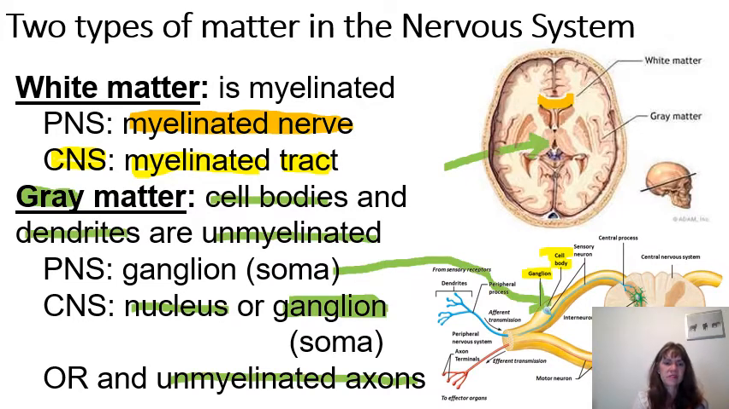So where we have collections of gray matter in the central nervous system, it can be a nucleus or a ganglion. Collections of cell bodies in the peripheral nervous system form a structure known as a ganglion only. And the only thing in the ganglion in the peripheral nervous system is going to be the cell bodies of incoming sensory neurons. Remember, incoming sensory information is afferent. Outgoing motor information is efferent.